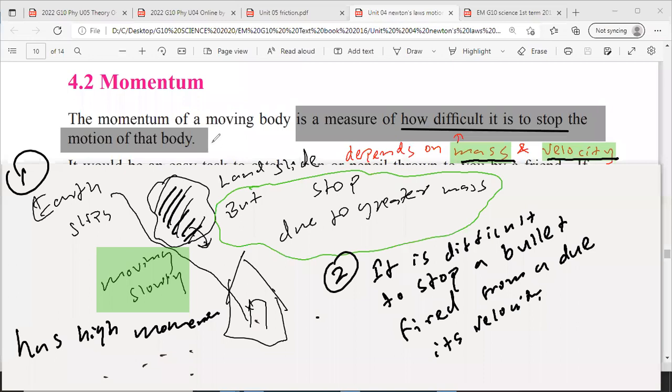You write the simple equation in the exam. Velocity must be in ms minus 1. So, therefore, what is the unit of momentum? Kilogram ms minus 1. So what is the SI unit of momentum? kg ms minus 1.